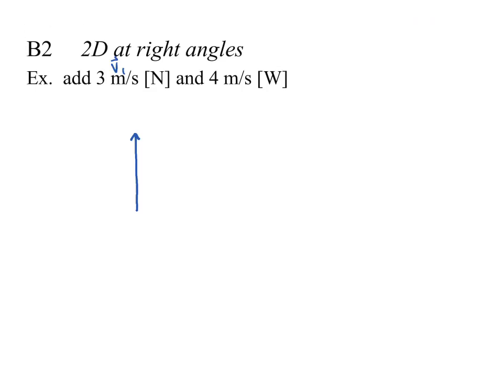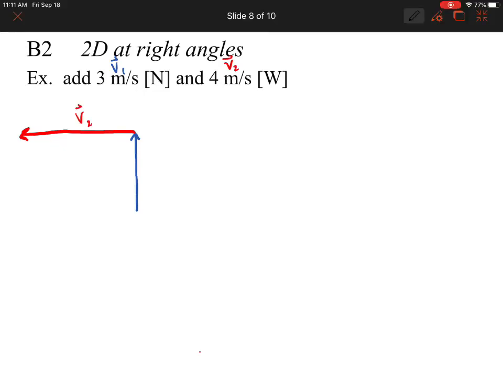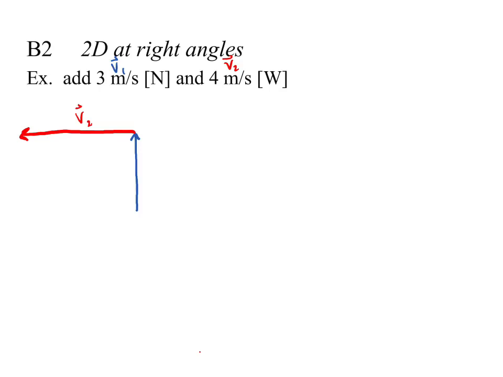Okay, so I'll do that in a different color here. So 4 meters per second west. I'm going to try to draw as straight a line as I can. And of course, it should be a longer line than my 3 meters one. Okay, so we'll call that V2. So to draw my resultant vector, I need to go from the tail of this guy to the tip of this guy. Okay, so again, the starting point to the ending point. And this is my resultant vector.